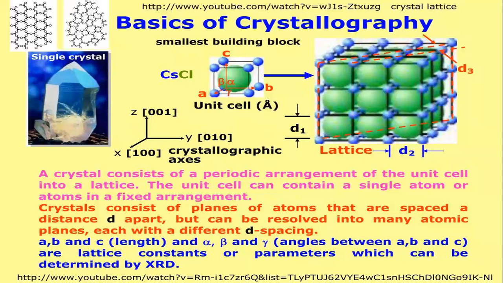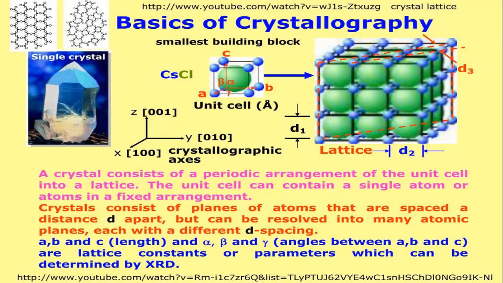The crystal consists of a periodic arrangement of unit cells. This is the unit cell of CsCl. The subunit of a lattice is the unit cell. The unit cell can contain a single atom or atoms in a fixed arrangement, which means that they are in a fixed arrangement.